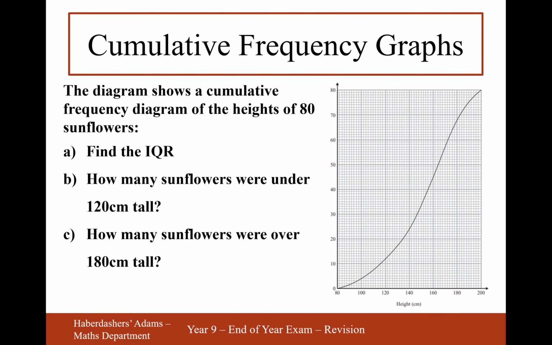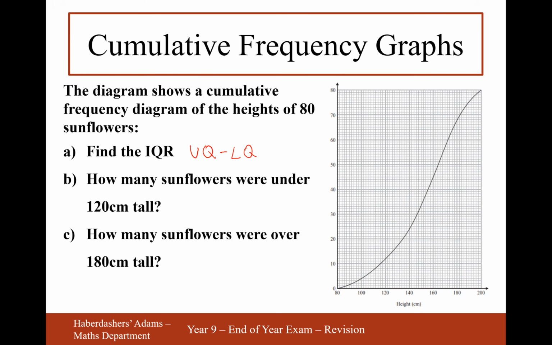Alright, so let's now move on to answering some questions about cumulative frequency diagrams. The diagram shows a cumulative frequency diagram of heights of 80 sunflowers. Find the interquartile range. So what's the interquartile range? It's not the range. The range would be the highest, take away the lowest. It's the interquartile range, which is the upper quartile, take away the lower quartile. So I'll need to find these numbers first.